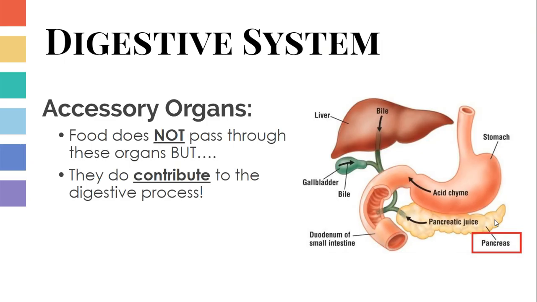So these three organs are helpful and contribute to our digestive tract. However, food will not pass through this. This is not part of the digestive tube. They simply contribute to the digestive tract. So they produce more digestive enzymes, and they'll add that to our digestive tract.